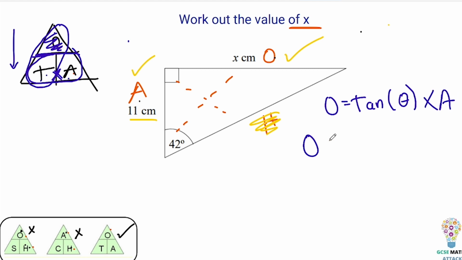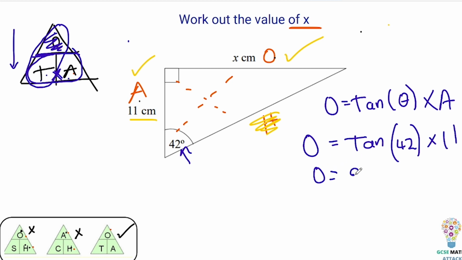Okay, so opposite equals tan, so plug that in your calculator. Theta is always going to be your angle, so it'll be tan 42 times adjacent, which is 11. Now if I place that in my calculator, I should get 9.90 centimeters since it's a length.